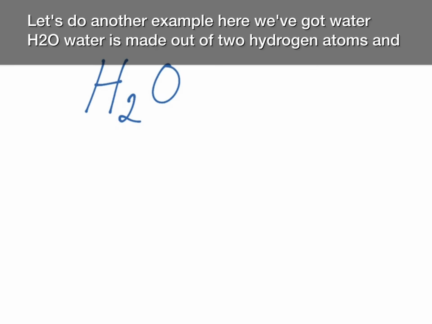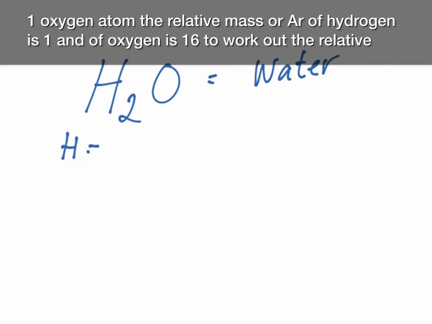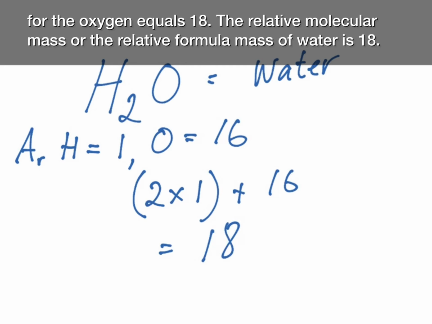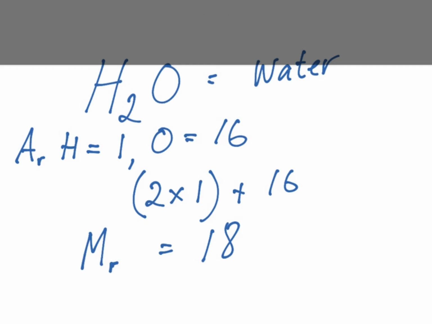Here we've got water, H2O. Water's made out of 2 hydrogen atoms and 1 oxygen atom. The relative mass, or Ar, of hydrogen is 1 and of oxygen is 16. To work out the relative formula mass of water, we need to add together the relative masses. 2 lots of 1 for the hydrogen, 16 for the oxygen, equals 18. The relative molecular mass, or the relative formula mass, of water is 18.